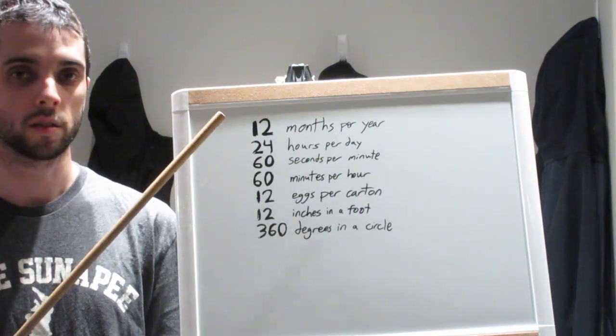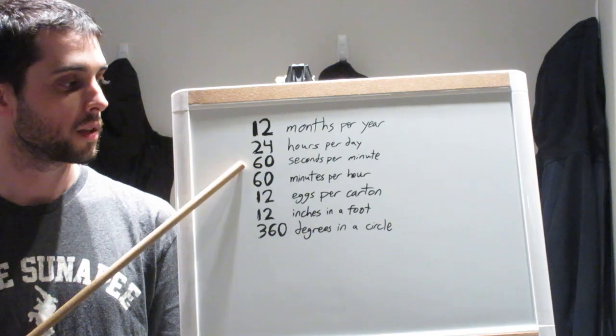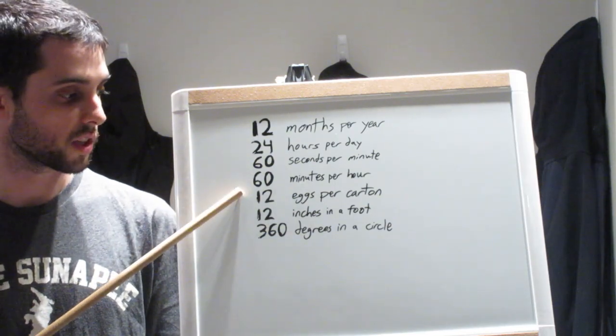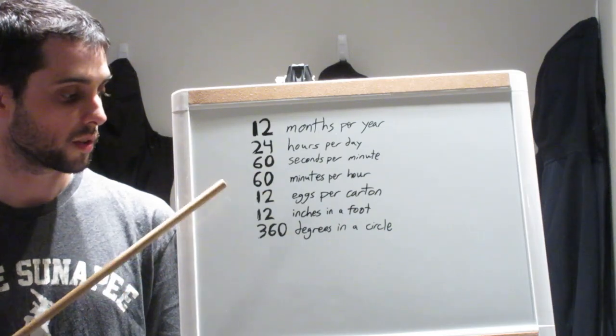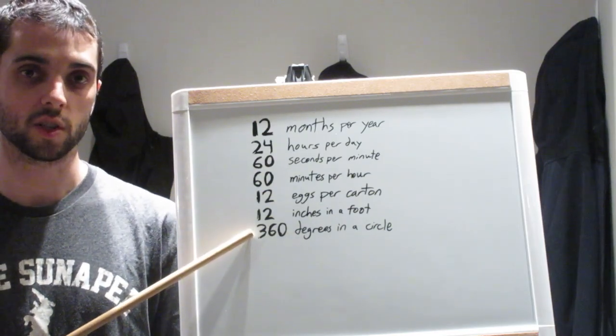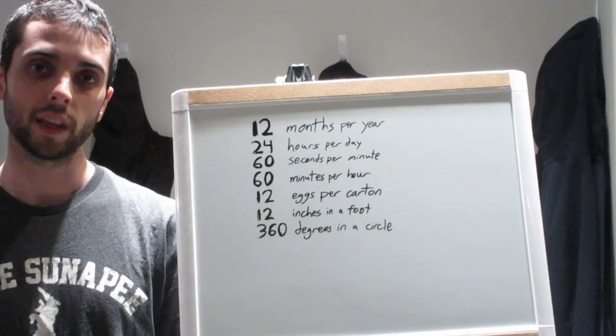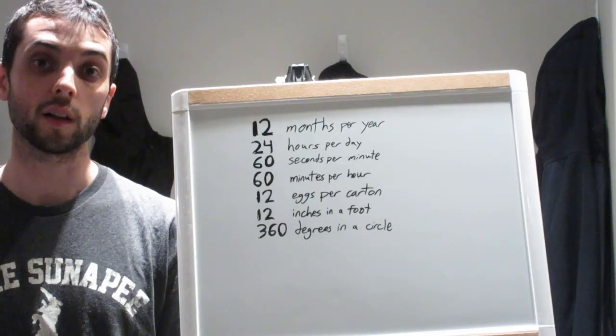12 months in a year, 24 hours in a day, 60 seconds in a minute, 60 minutes in an hour, 12 eggs in a carton, 12 inches in a foot, 360 degrees in a circle. What do all these numbers have in common? They are all multiples of 12.